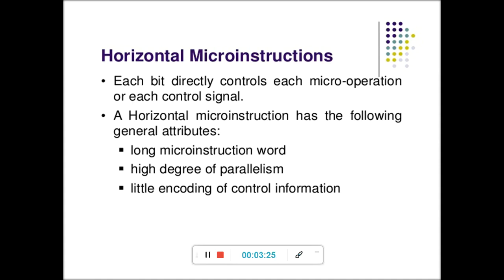In horizontal microinstructions, the control signals are represented in the decoded binary format, that is 1 bit per control signal. Here n control signals require n bit encoding, where CS is a control signal. So within that situation we need to direct the micro operation or each control signal.